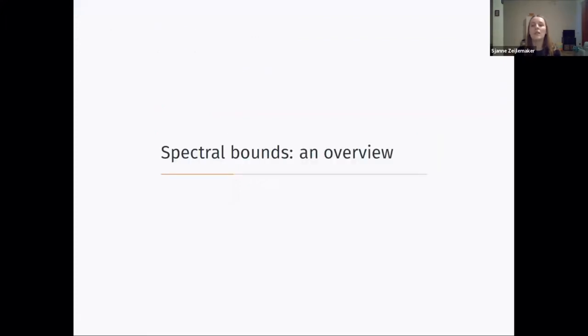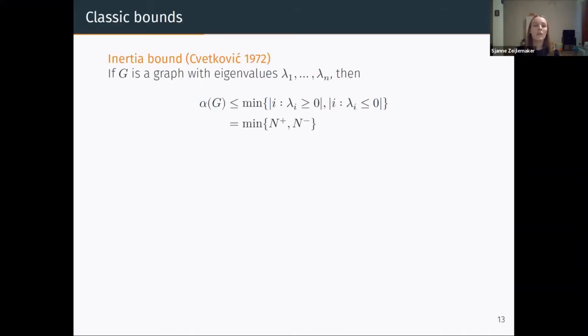And now using these and some other techniques, several bounds have already popped up in the literature. And actually most of the work in this area is based on two classical bounds. So one of them is the inertia bound by Cvetković. And it basically states that the independence number is upper bounded by the number of non-negative and the number of non-positive eigenvalues of the graph. Or if using this inequality, we reformulate it for the chromatic number, we get the following.